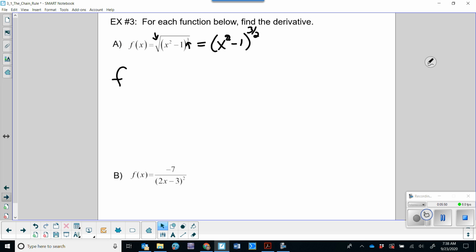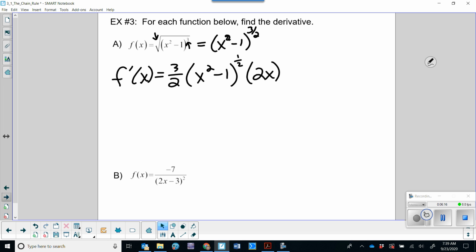So now to do the derivative, I again recognize that the outside is the power and the inside is the x squared minus 1. So I just follow the power rule. So I do power in front, leave this alone, lower the power by 1, times the derivative of the inside, which is 2x. And that's it.